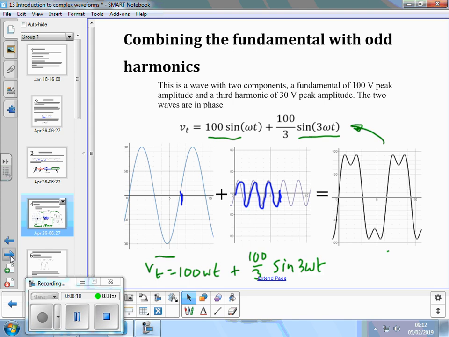You all happy with that so far? No. What the frequency is how many waves there are a second, isn't it? But we've got frequency in omega t form, which is important for this topic.